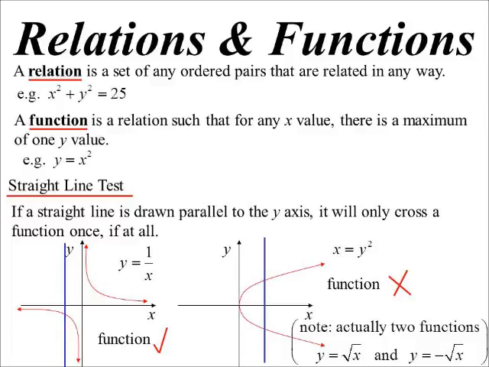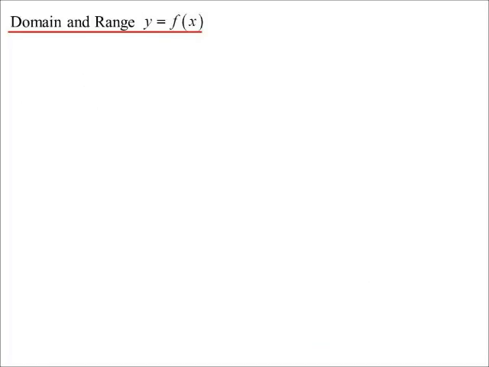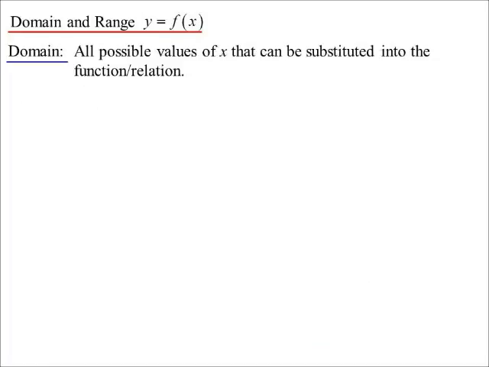Domain and range of y equals f of x. I guess the main reason we use f most of the time is function. It doesn't necessarily mean this is a function, it could be a relation, but we use f a lot. Domain is every possible value of x that you can substitute into f of x, so into the function or relation, whatever it happens to be. You could think of f of x as some sort of data machine. Input is what you're feeding into it. So domain is what you're allowed to feed into it. It's the input of that function or relation.